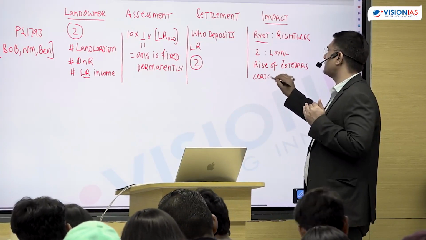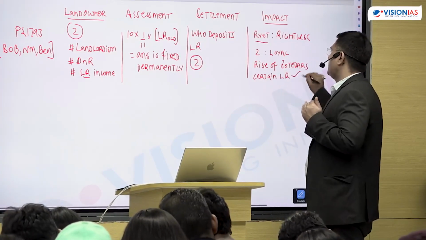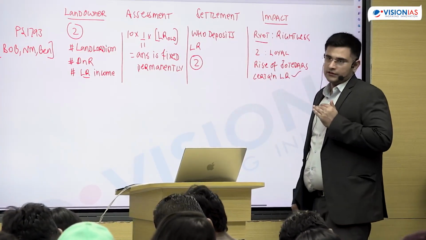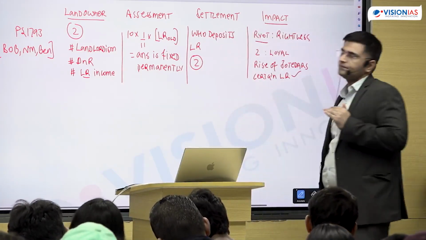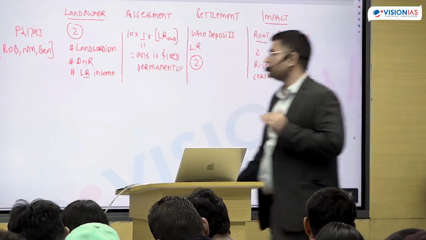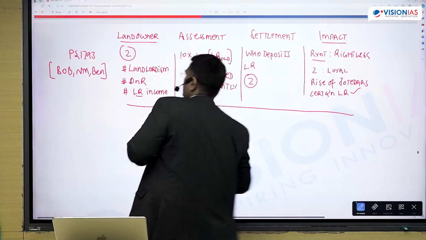So therefore, certainty of land revenue did come for the government. So broadly, that is what is happening, and this permanent settlement is contributing to many of the revolts also. So therefore, that is your permanent settlement.